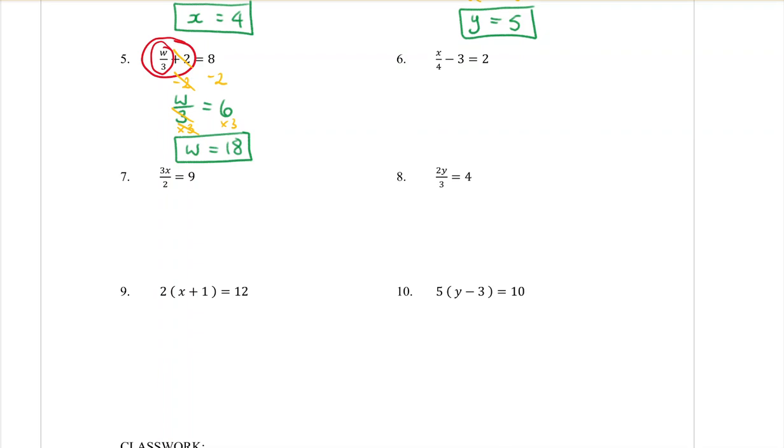Question 6. X is divided by 4, and then 3 is subtracted. So doing the opposite of minus 3 is to plus 3. Cancel. That leaves x over 4, and 2 plus 3 makes 5. Then x divided by 4, the opposite of dividing by 4 is to times by 4. Cancel the 4's off. X equals 5 times 4, which is 20.